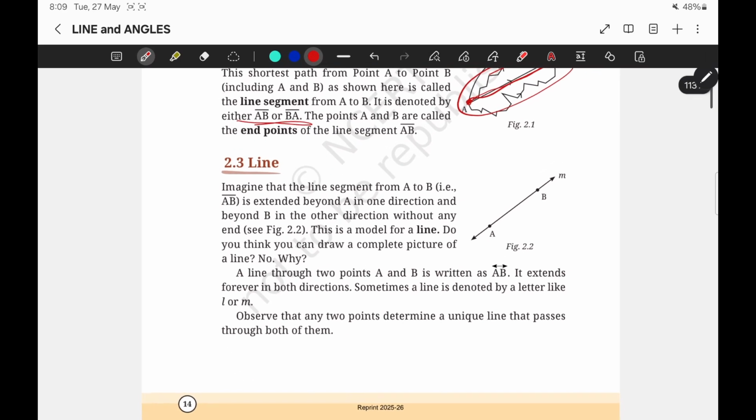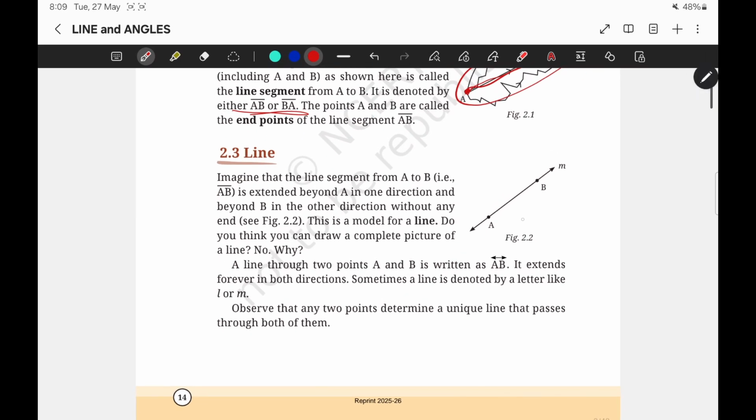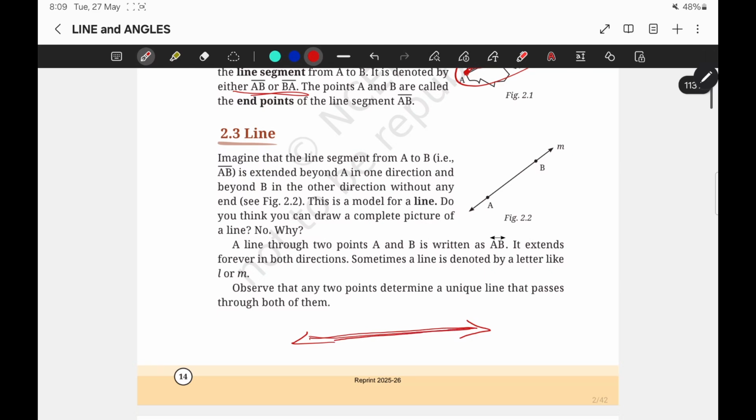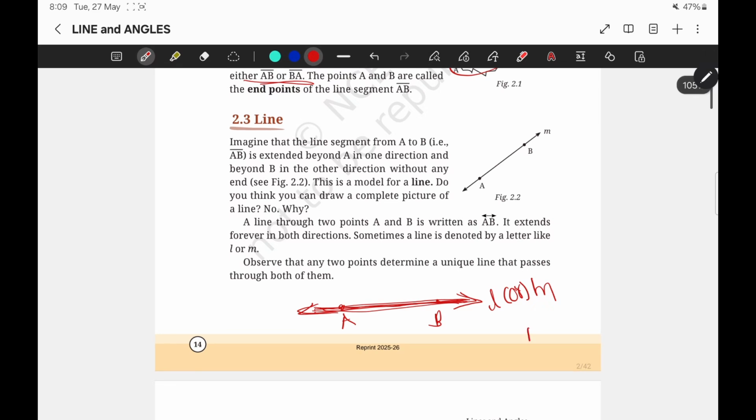The next concept is line. A line has no endpoints and it can be extended without stopping. It extends forever in both directions, so it does not need any endpoints. A line can be denoted as L or M. It has two points, but that does not mean it stops there; it can extend as far as it wants. So it can be written as line AB.